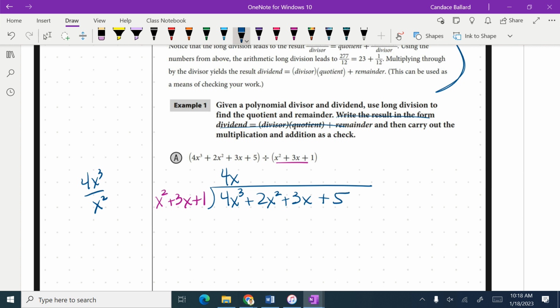4x. Good. Now, our multiplication is a little bit fancier than it was in elementary school. We're not just going to multiply, we're going to do what we call distribute. So I'm going to multiply this by all 3 of those terms. What's 4x times x squared? 4x cubed. Good. What's 4x times 3x? Do you see how I'm placing it underneath the other squared so it's vertically lining up with the like term?